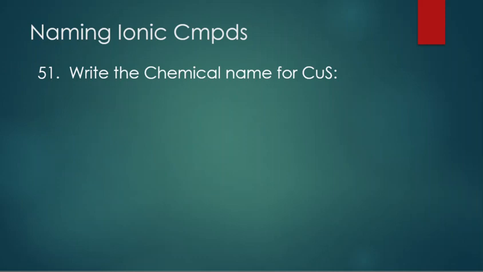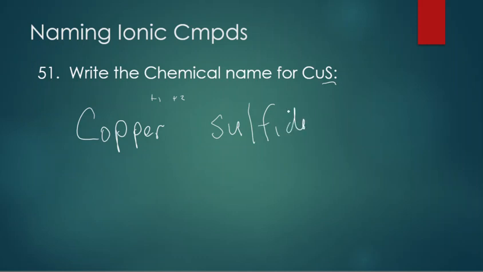Okay, first of all, Cu, look it up. What is that? Copper. And copper can be either +1 or +2, which means we're going to need a Roman numeral. Okay? S is sulfur, and you change it to ide. Sulfide, so far he's doing great.